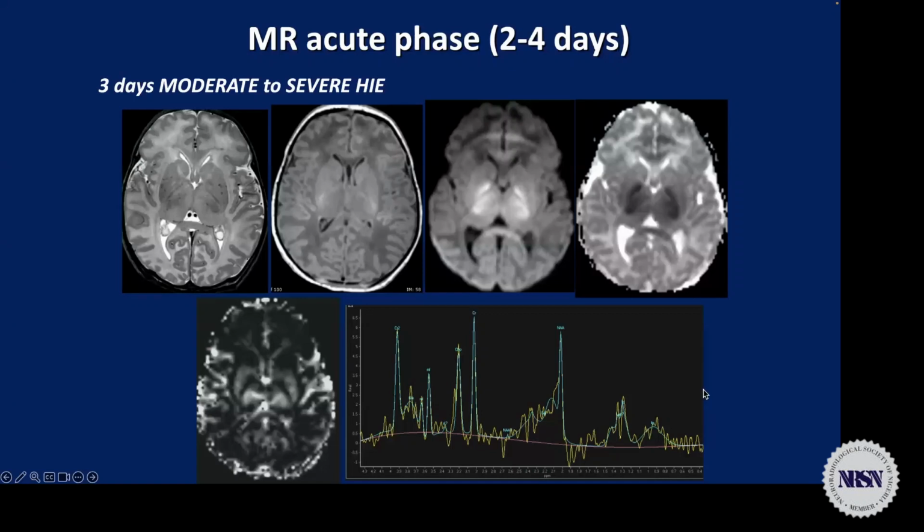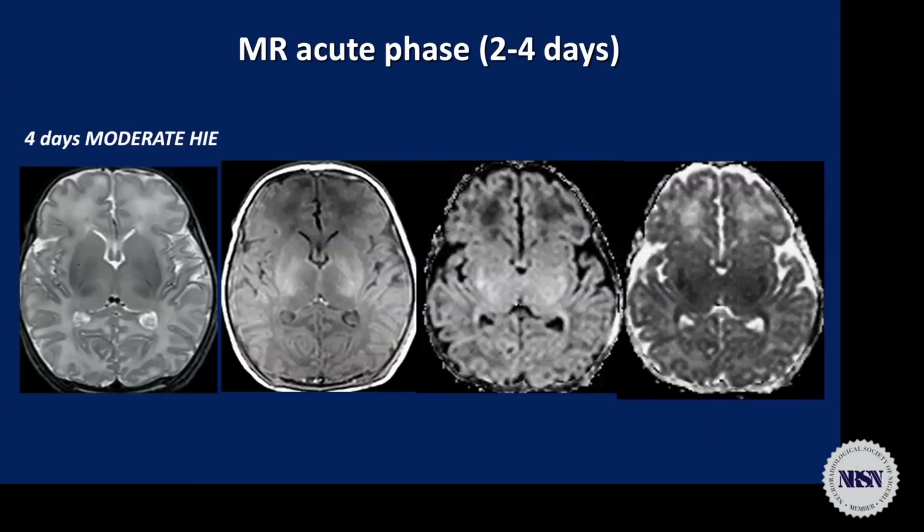Spectroscopy could be helpful. Sometimes you can see here a relatively large peak of lactate that is typically found in the first phase of the insult. In a moderate insult at 4 days, you can see almost nothing on T2 and T1, but you can see here a small area of diffusion restriction.